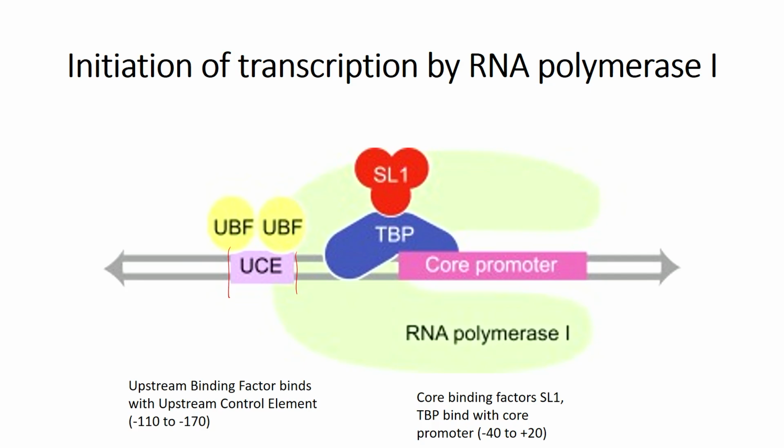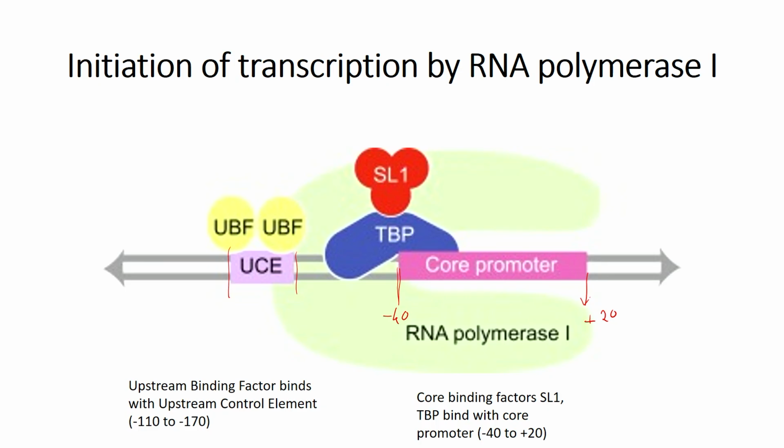The core promoter is minus 40 to plus 20. So this is the core promoter. What are the functions of these two elements, the core promoter and the upstream control element?